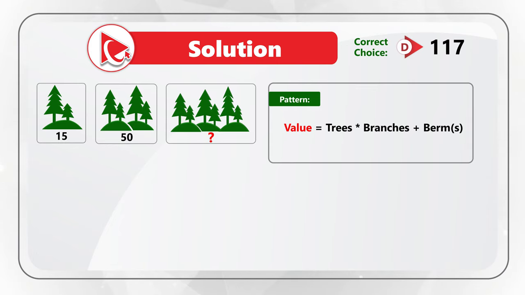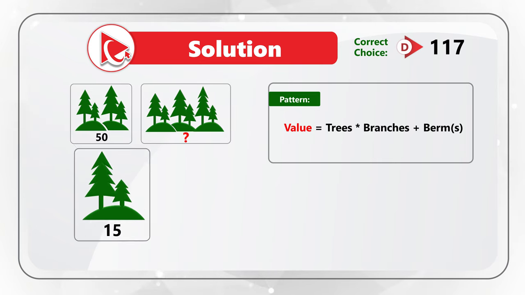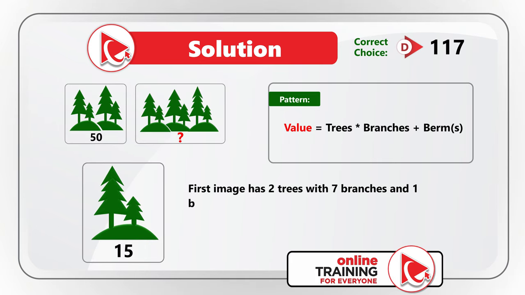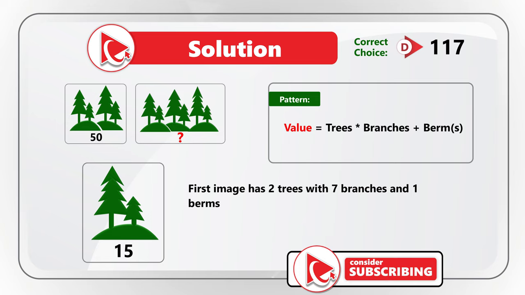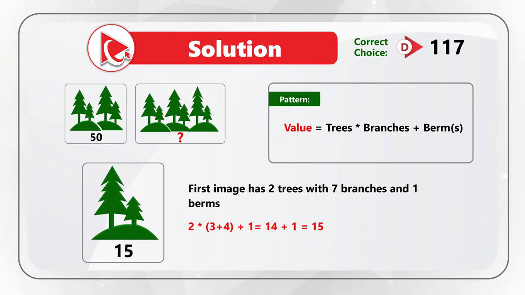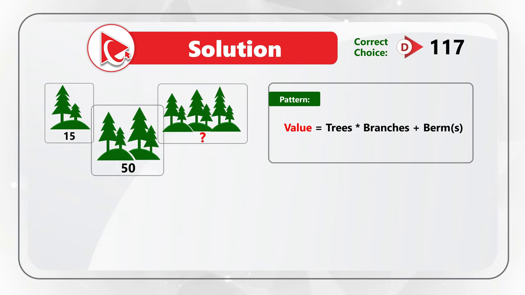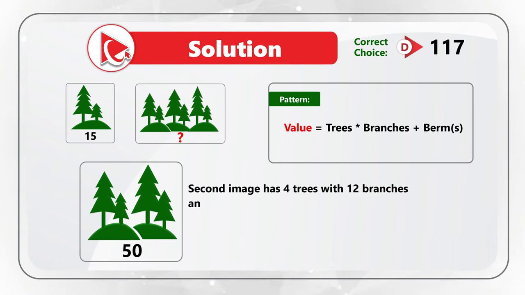Let's look closely at each one of the images. First image has two trees with 7 branches and 1 berm, and the calculation would be 2 multiplied in parentheses 3 plus 4 plus 1, which would be an equivalent of 14 plus 1 equals 15. Second image has 4 trees with 12 branches and 2 berms, and the calculations will be 4 multiplied in parentheses 3 plus 3 plus 3 plus 2, and then you add 2 to the calculated value. The end result of this calculation for image 2 will be 50.